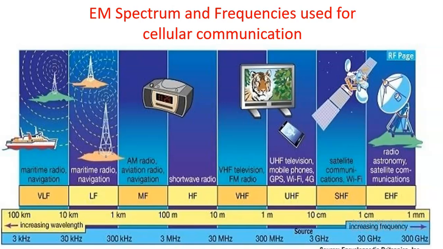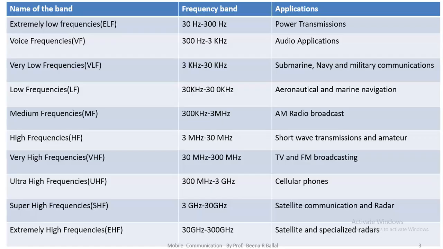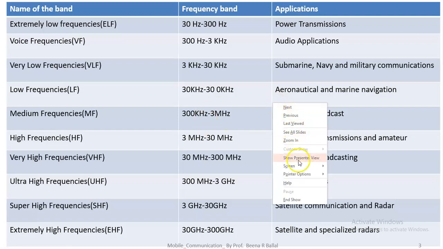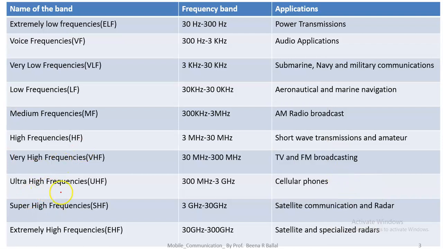Before we go ahead with the concepts of mobile communication, let's look in short at the electromagnetic spectrum. The electromagnetic spectrum is the entire spectrum, and various bands are present, with certain applications allocated to those bands. I will not go into details of the various bands. Right now, the band that is important for us is the UHF band, which is used for cellular phones, or our mobile phones.